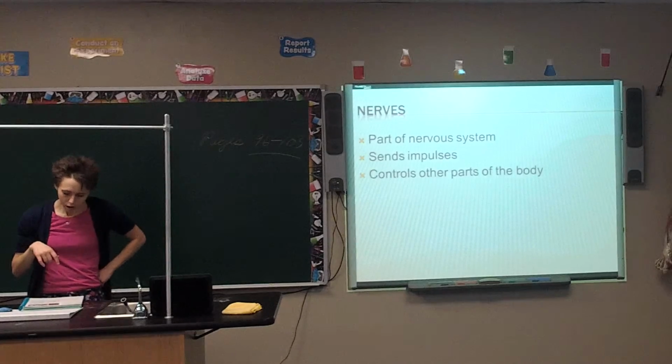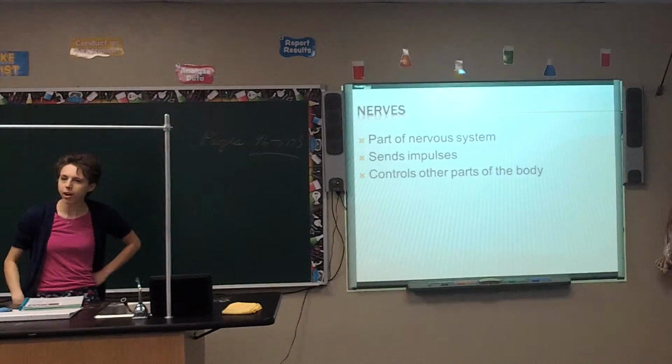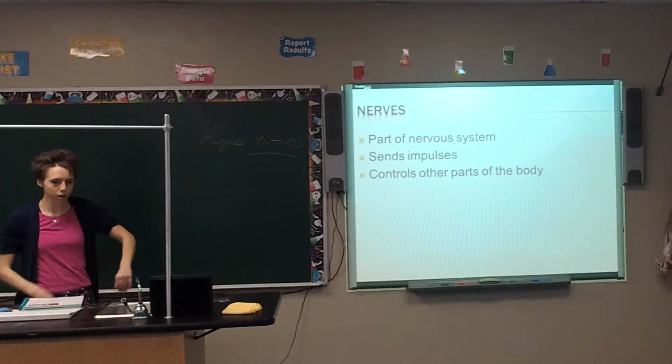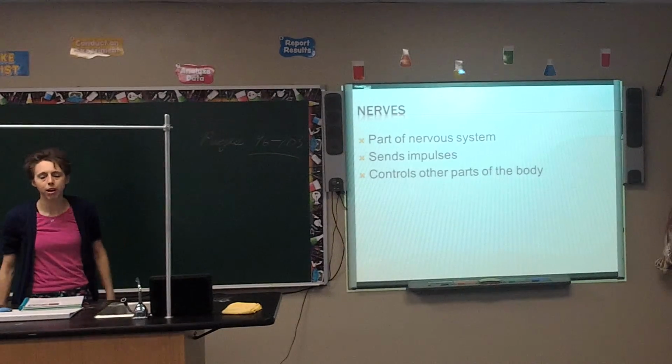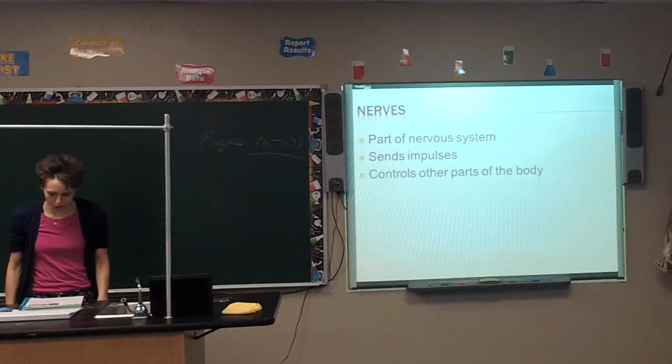Alright, so nerve tissue, your body uses this on the inside of your brain, spinal cord, and nerves. Primarily this is just in your nervous system. You do have those sensory receptors in your skin, but primarily it's just in your nervous system. It sends impulses and it coordinates and controls your body.